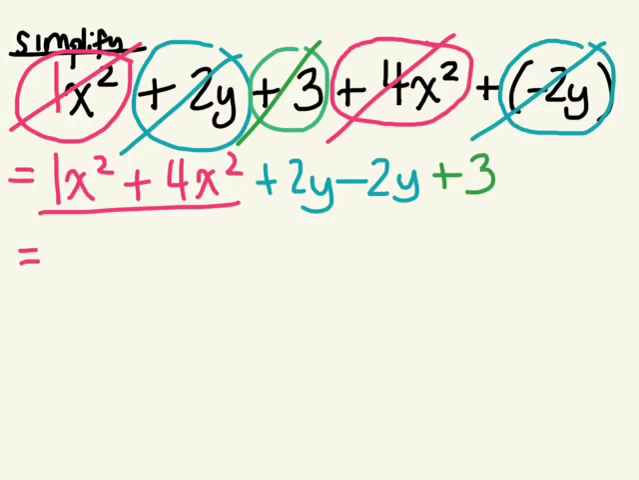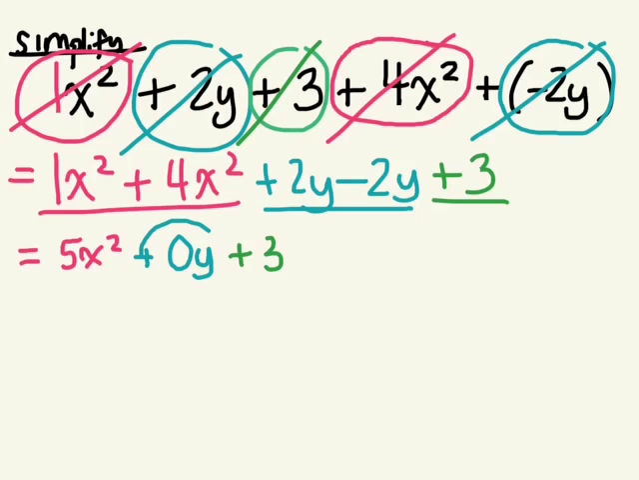What's 1x squared plus 4x squared? 1 plus 4? 5x squared. What's 2y take away 2y? What's 2 take away 2? 0y. We'll talk about that in a second. And then we have our plus 3, right? What's 0 times anything? 0. 0 times anything is just 0.